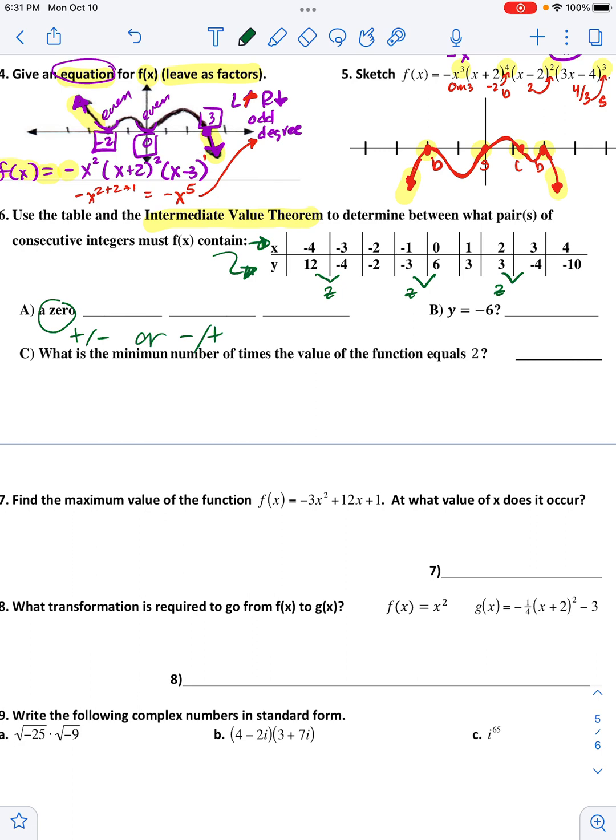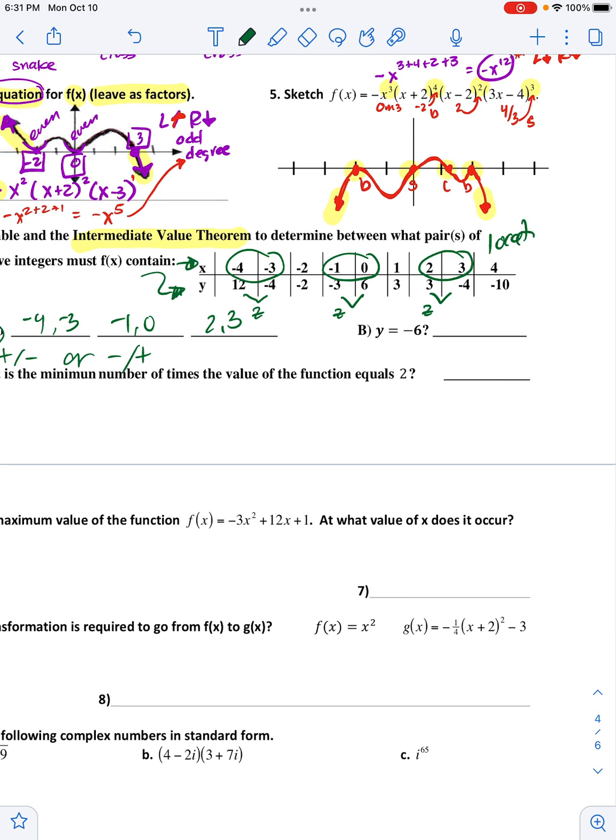So there are 3 zeros, and they occur between negative 4 and negative 3. This one occurs between negative 1 and 0. This one occurs between 2 and 3. X's are your location. So when you're trying to locate something or say where it's happening, you're looking at your X's.